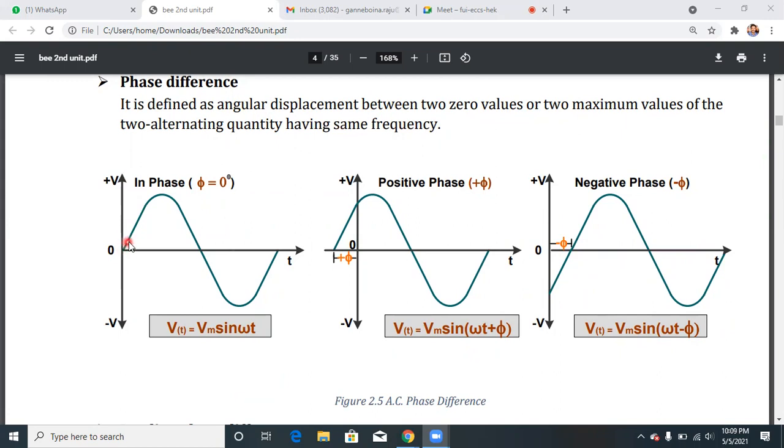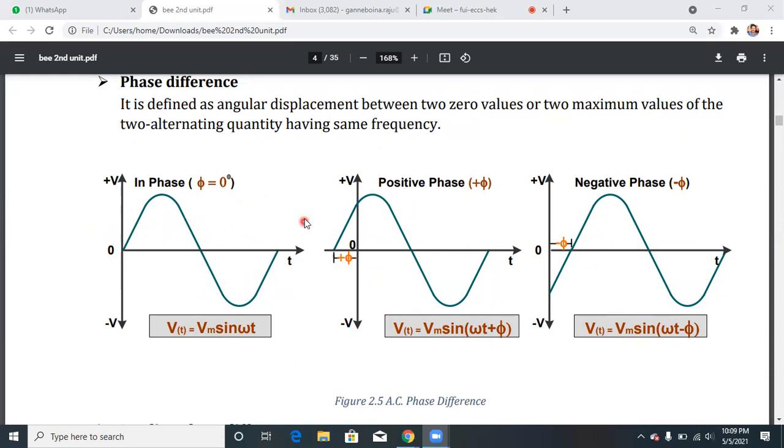Here, this alternating quantity is starting from zero onwards. By taking this as the reference, we indicate VRT. So VRT is equal to Vm sin omega t plus zero, since the angle is zero. Okay, this is the phase difference here, 0, by taking this as the reference.